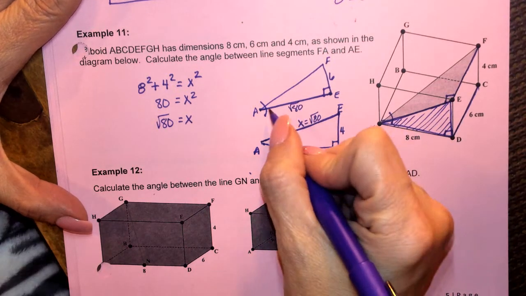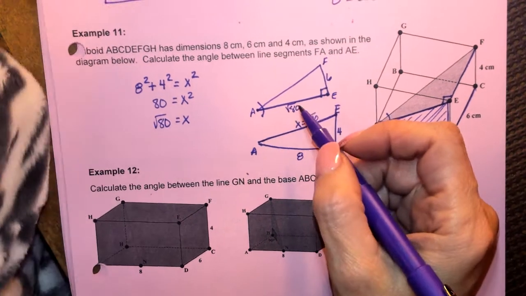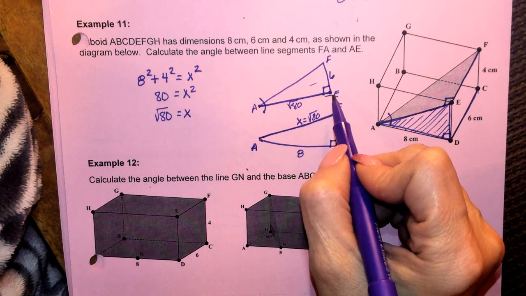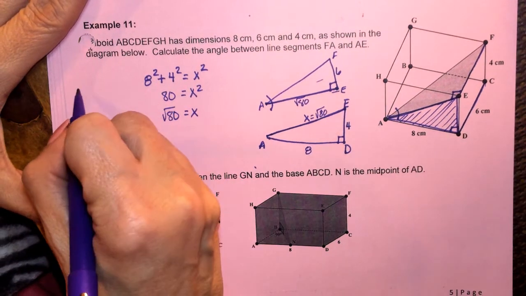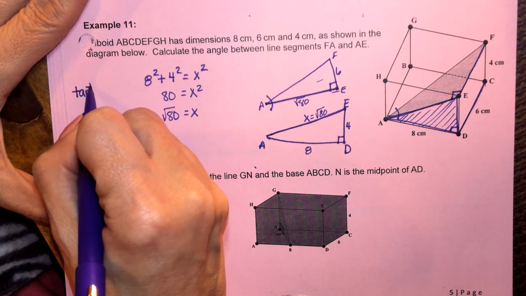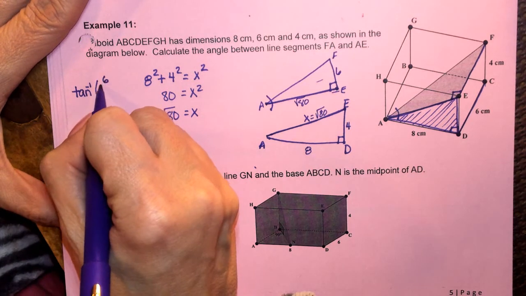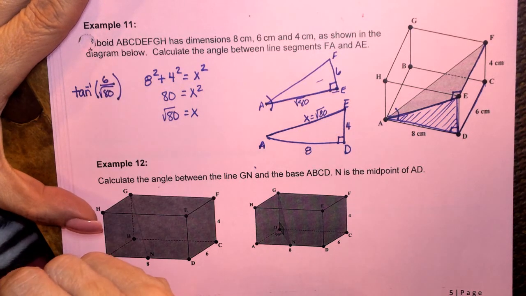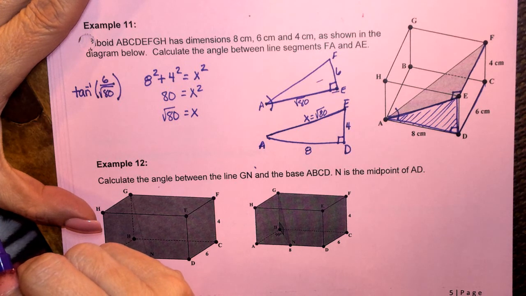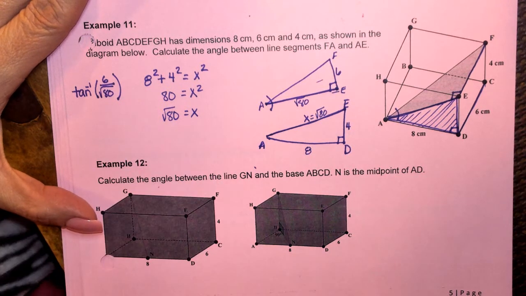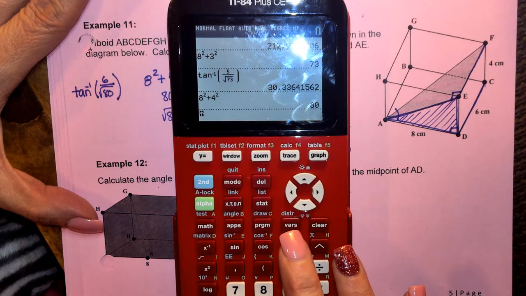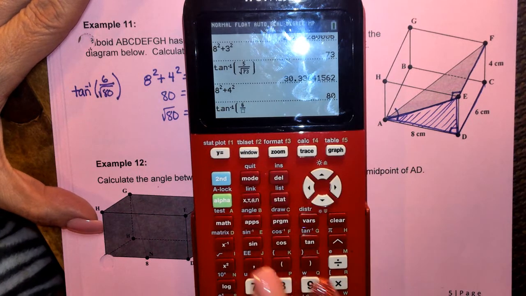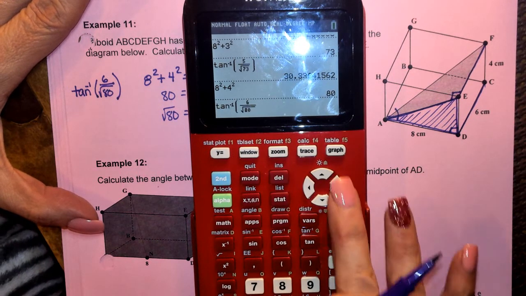So to find that angle, let's look at what we know. We know the side opposite and the adjacent, so we're going to use tangent again. Let's use the inverse tangent of opposite over adjacent. 6 over square root of 80.